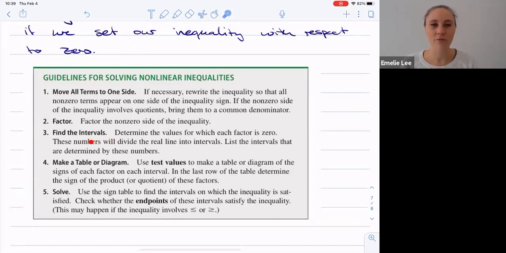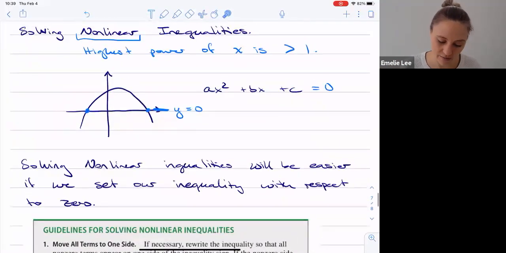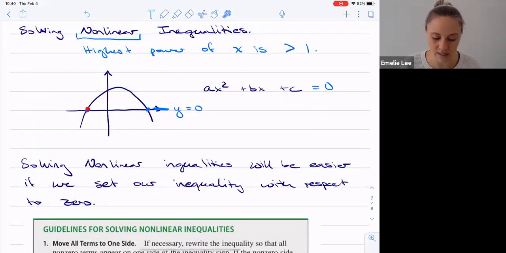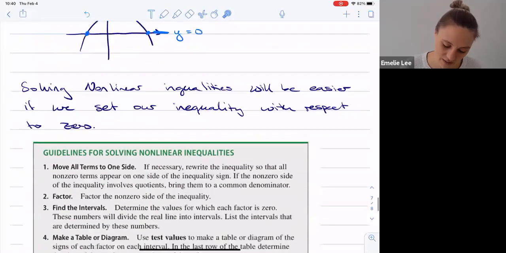Then we're going to find the intervals that satisfy the inequality. First you're going to find the intervals for where this thing is zero, like we said up here. Where does this thing equal zero? Those are our cutoff points. And then whether it's greater than zero or less than zero depends on the inequality. Then we can look at how it behaves around these points, these zeros.